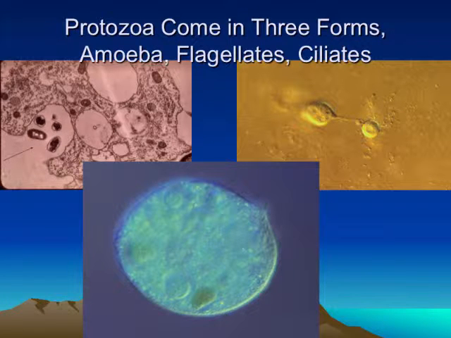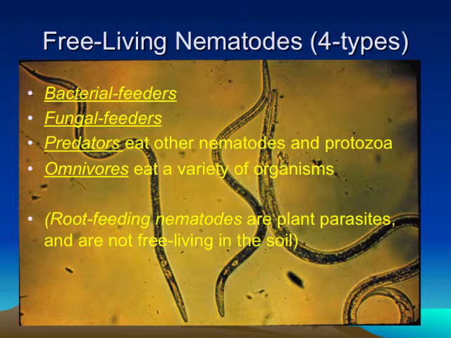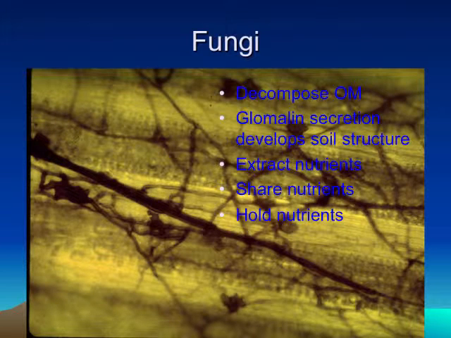Just to show this is protozoa, there are many different types. Many different types of nematodes. Now, a lot of times you all think of nematodes as bad, right? Root knot nematodes, you've heard of those. The root-feeding nematodes are plant parasites. They're not free living in the soil. But no, we have these roundworms. Some eat bacteria, some eat fungus, some eat other nematodes, and some eat a number of things. The fungus, they're very important in terms of decomposing older organic matter. They make a compound called glomalin that helps develop soil structure.